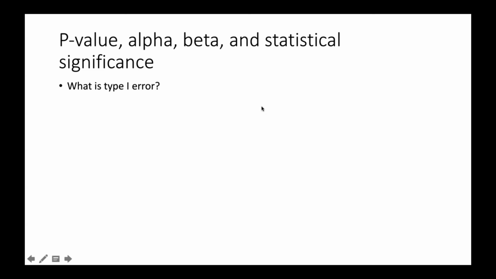Great question. So Sophia, can you tell me what is type 1 error? So it's if we accept the alternative hypothesis, we reject the null, but this turns out to be false. That turns out to be incorrect. Okay. Perfect. And why would it turn out to be incorrect?